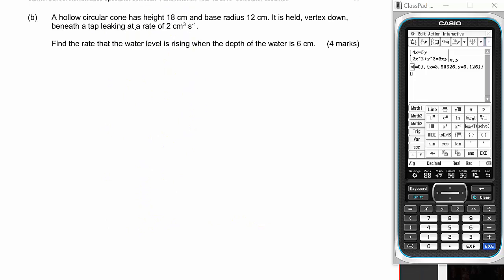A hollow circular cone has a height of 18 centimeters and a base radius of 12 centimeters. It's held vertex down beneath a tap leaking at a rate of 2 centimeters cubed per second. Find the rate that the water level is rising when the depth of the water is 6 centimeters. So we're given dV/dt is equal to 2 and required to find dh/dt when h is equal to 6.